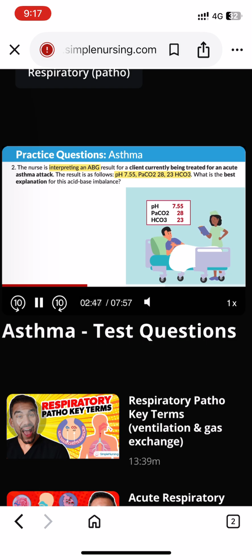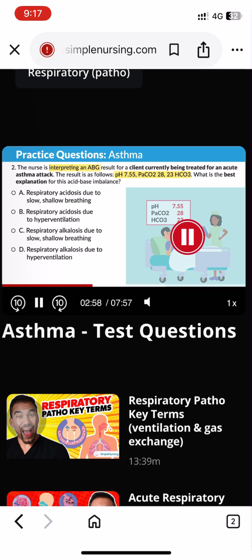Now option D is the most correct. Respiratory alkalosis due to hyperventilation. Yes, this must be true. Hyperventilation in the early stages of that asthma attack. Now lastly, question number 3.